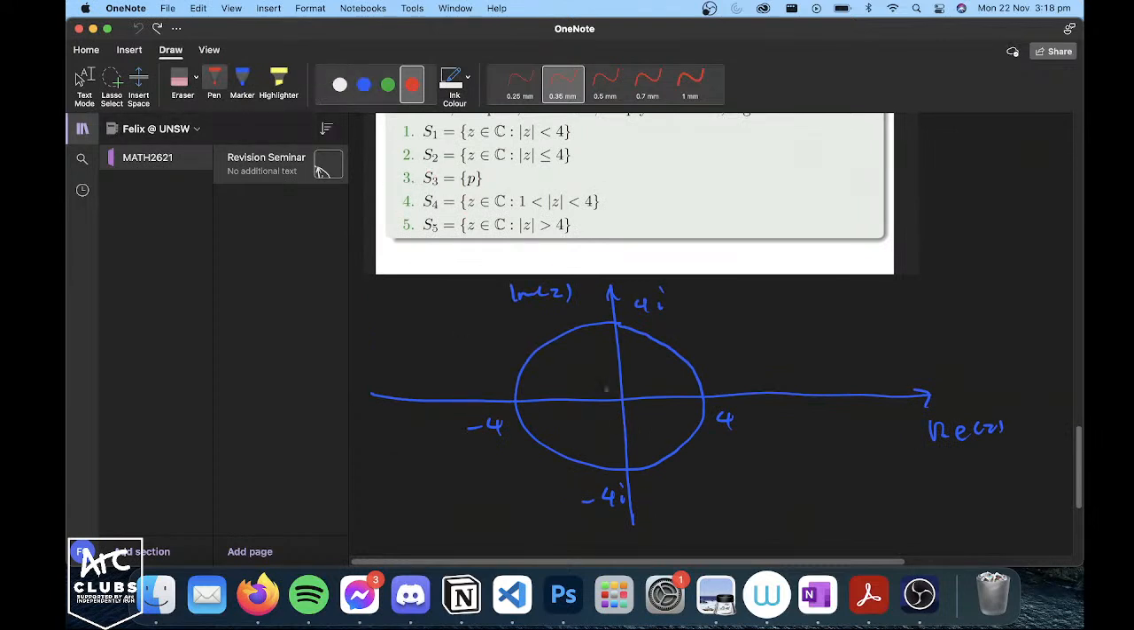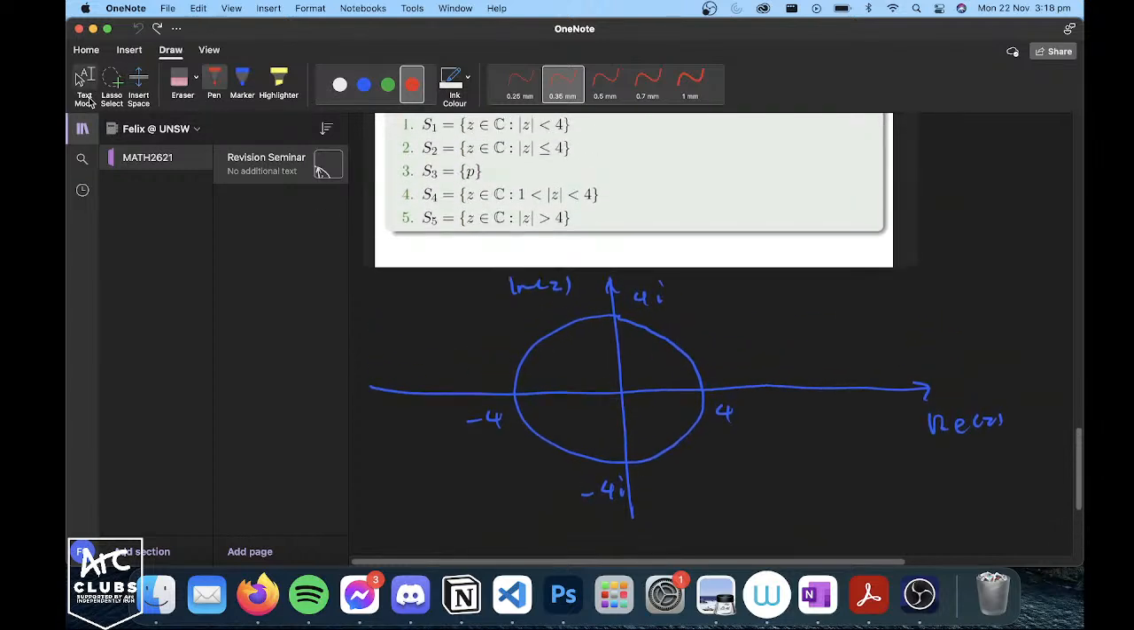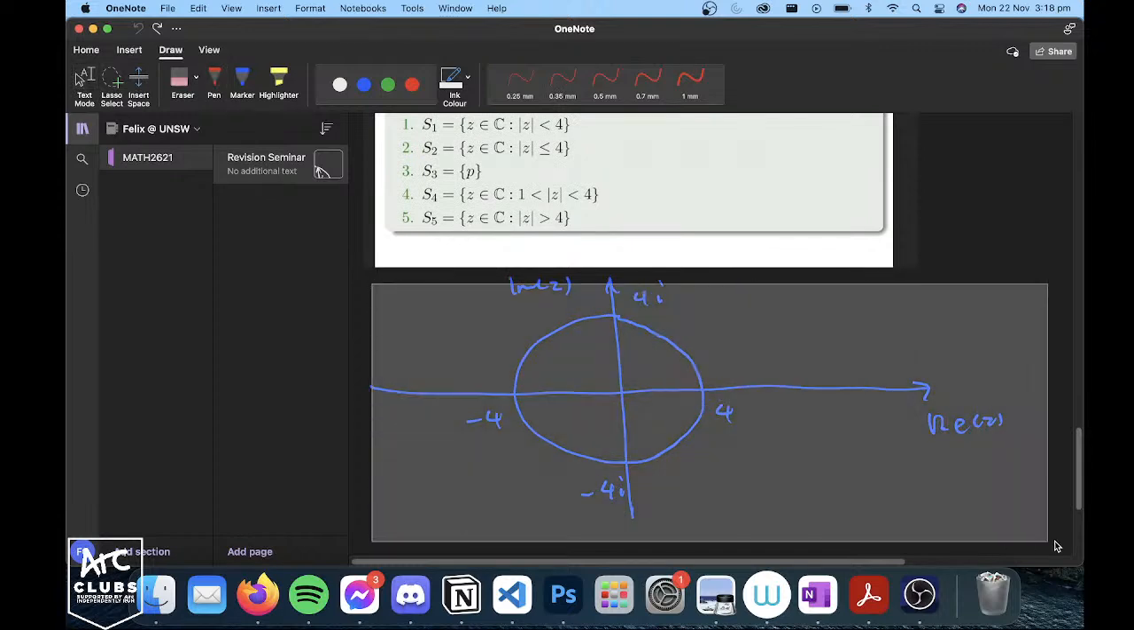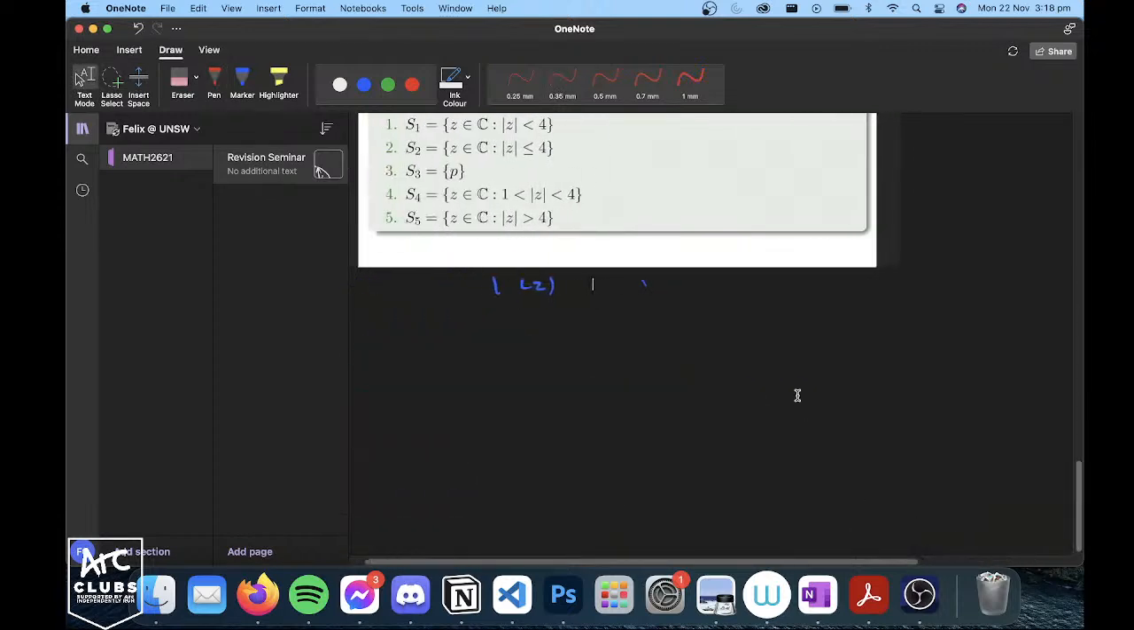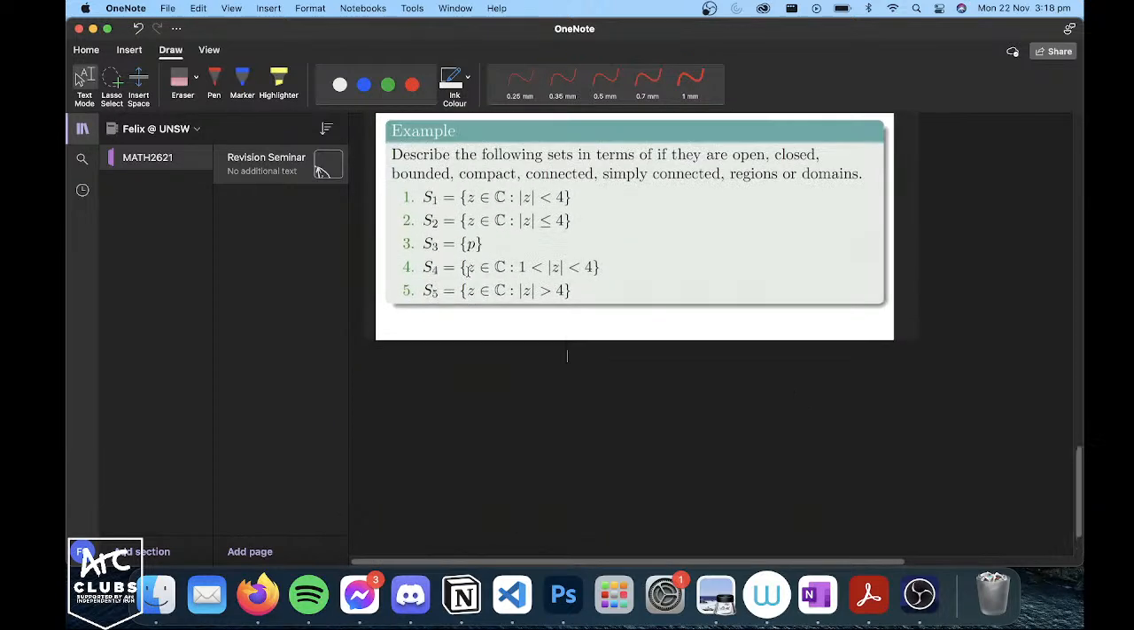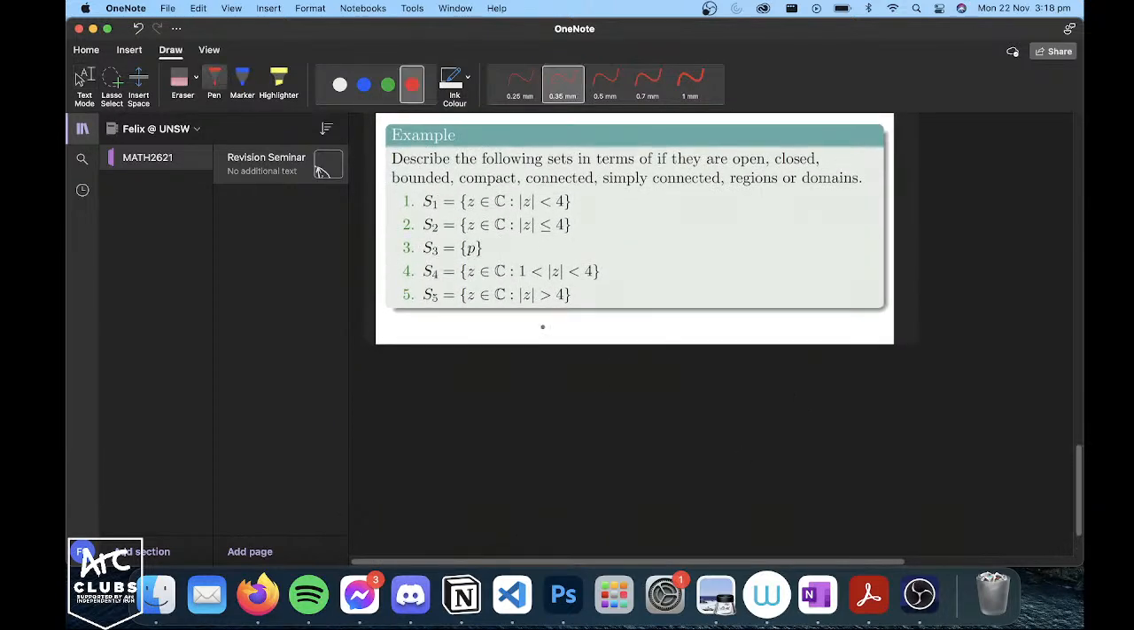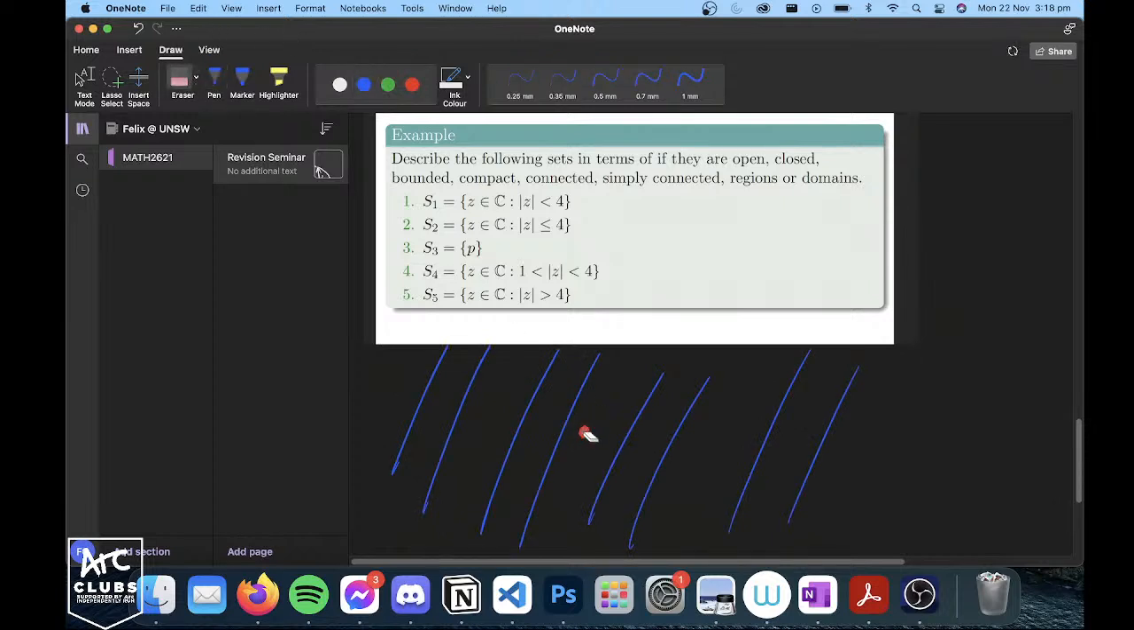Okay, I guess a spicier question is number 3. We just have 1 point. So I'll just get rid of this. Let's consider a point, right? A point P. Is it open? Is it closed? Well, it's actually closed because the complement of the set is open. Let's think about the complement for a second. Well, the complement is the entire complex plane minus this 1 point here, right?